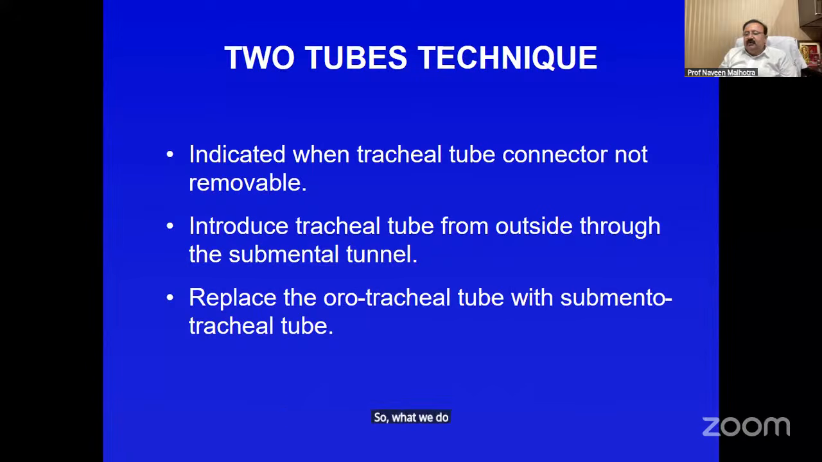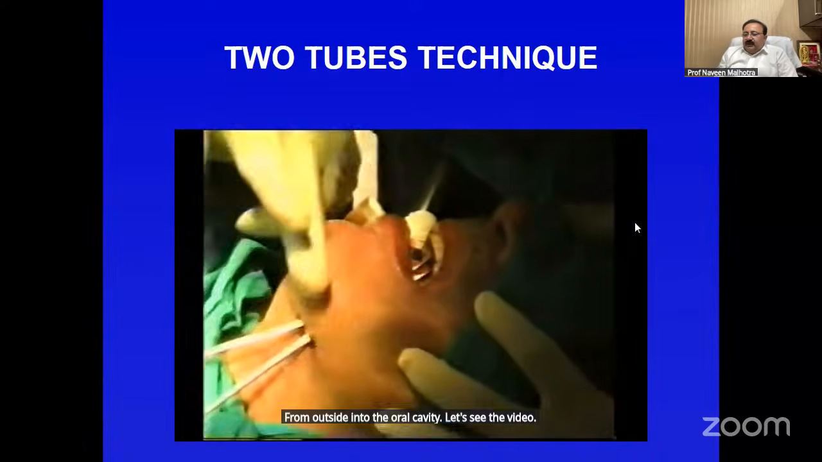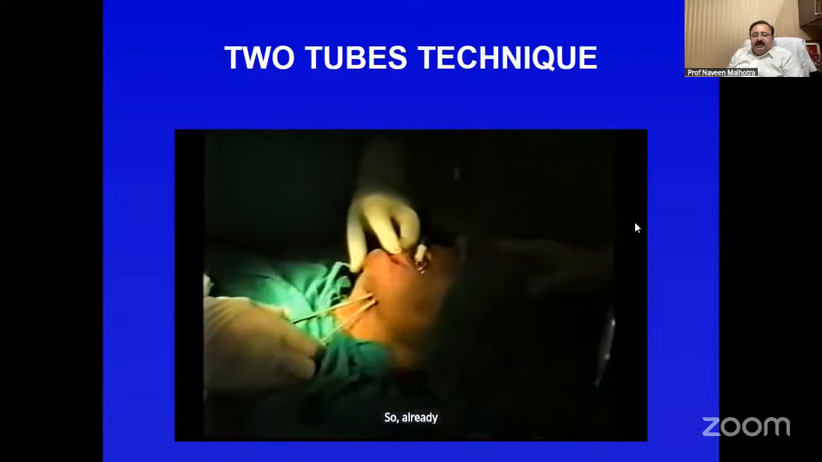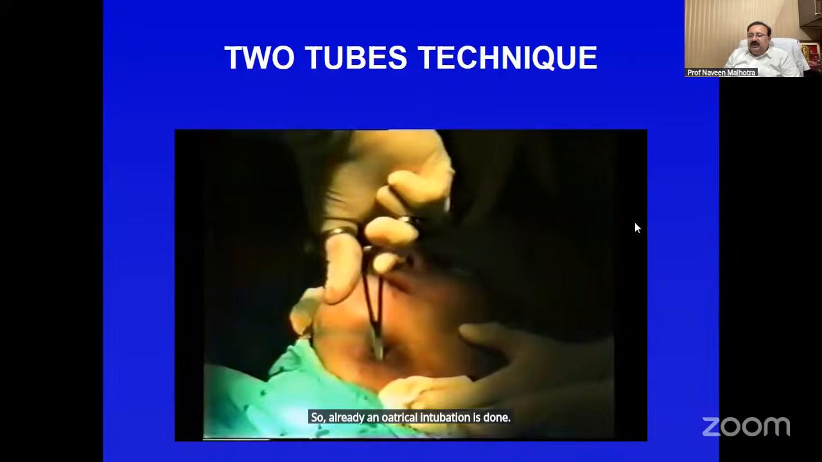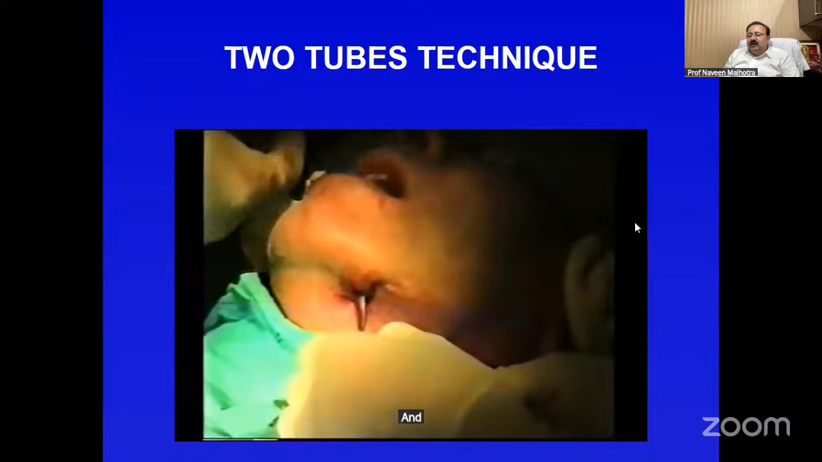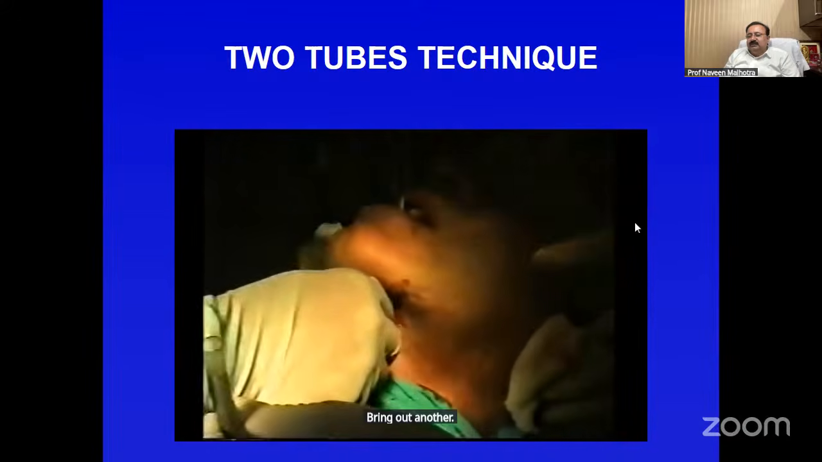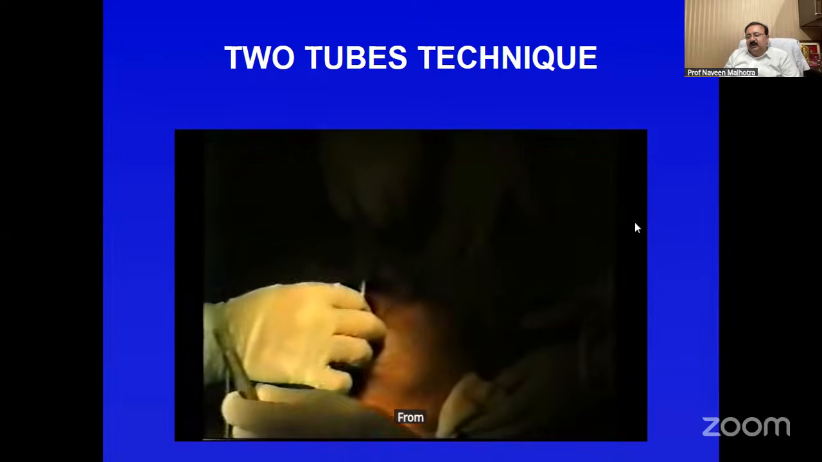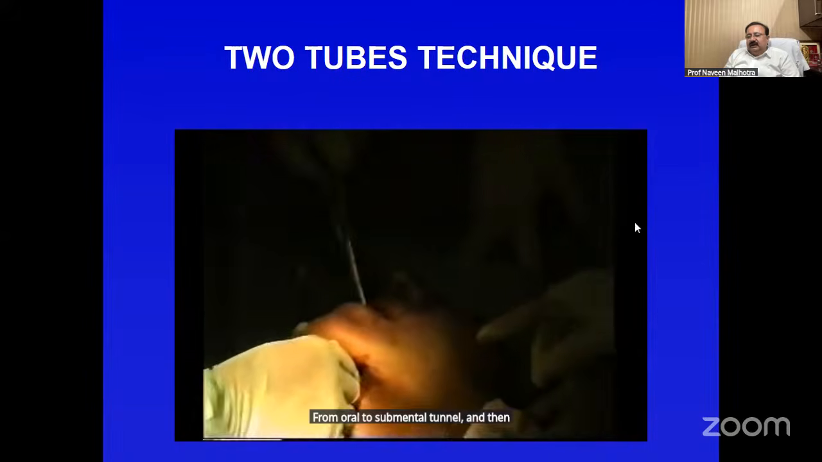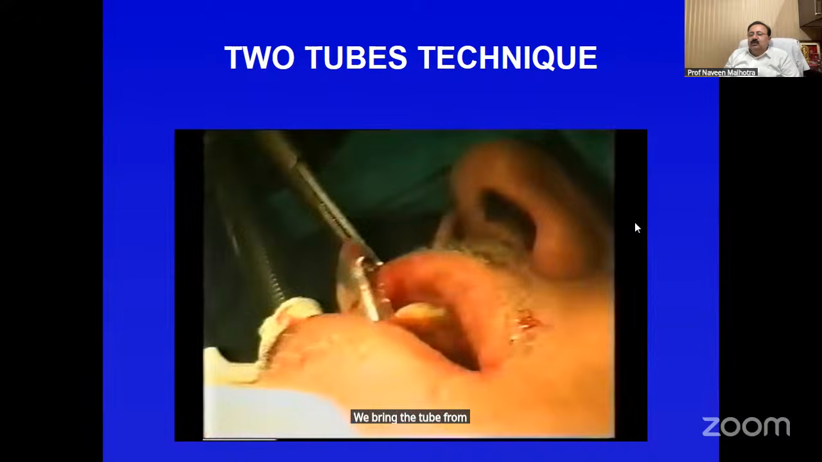So what we do is that we put one tube orotracheally, we create a submental tunnel, and then we introduce another tube from outside into the oral cavity. Let's see the video. So already an orotracheal intubation is done. We do dissection and introduce the curved artery forceps into the oral cavity, bring out another curved artery forceps from oral to submental tunnel, and then we bring the tube from the submental route into the oral route.